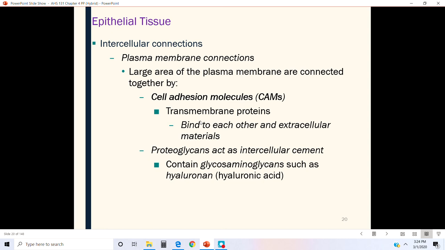The other thing that's in between the cell membranes that are being kind of connected together is what I call intercellular cement. I love using that terminology. These are a type of chemical known as proteoglycans.